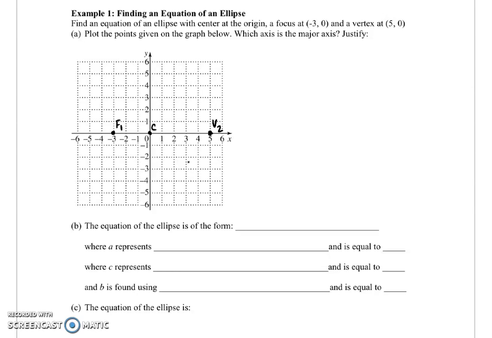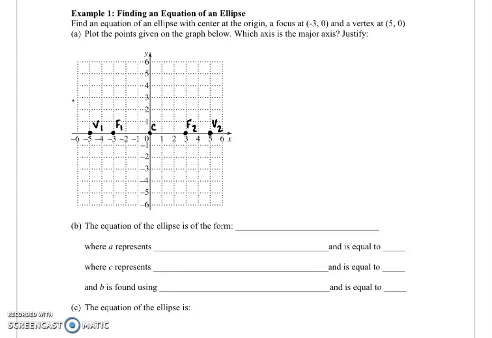We know, because of the symmetry, that the other focus is going to be at 3, 0, because of the symmetry, like I said. Same thing with the other vertex. It is going to be at -5, 0, again because of the symmetry.